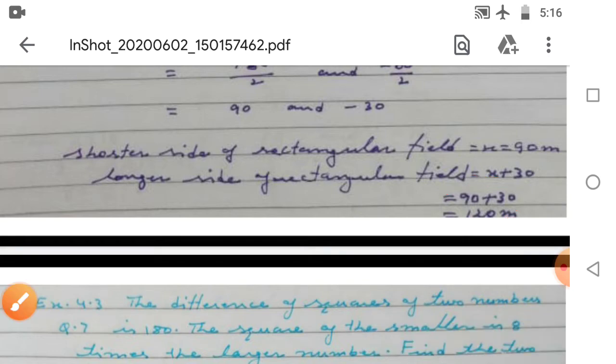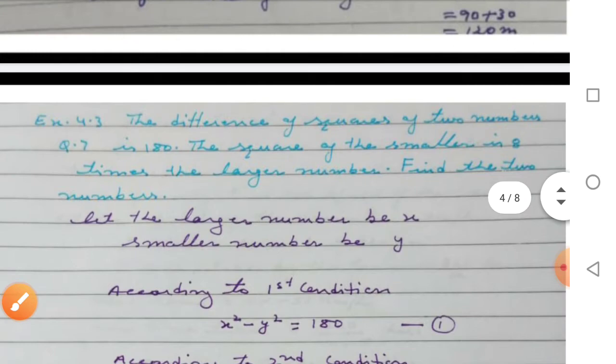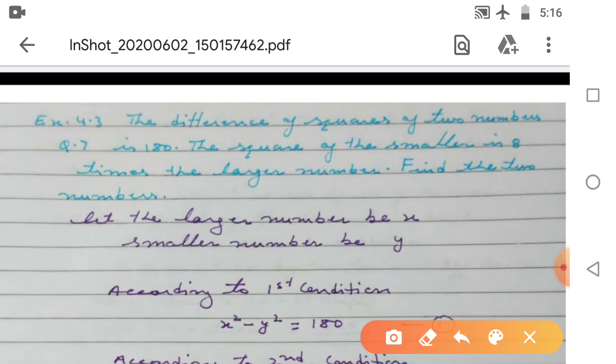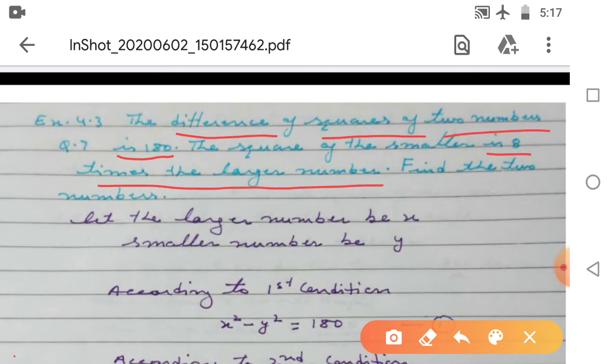Now, come to question number 7 of exercise 4.3, right. The difference of squares of two numbers is 180 and the square of the smaller is 8 times the larger number. Find the two numbers. So, it is simple.